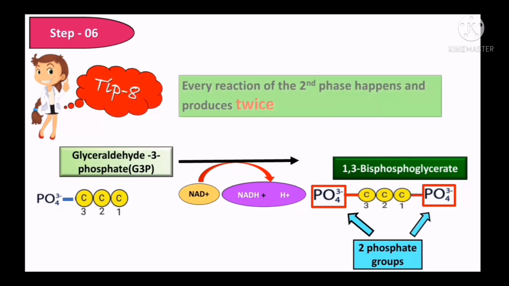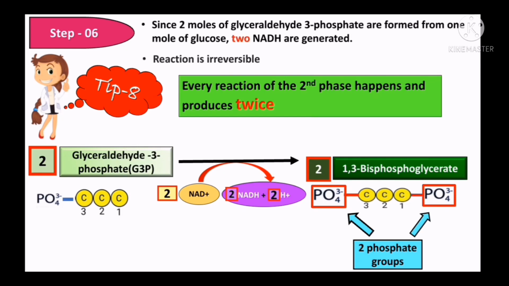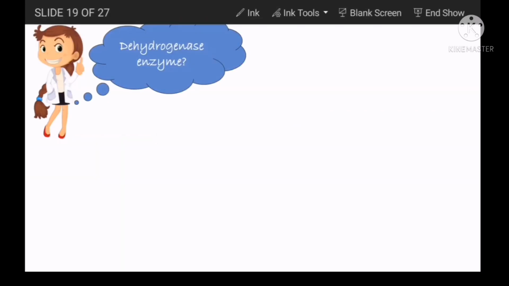So, tip number 8 is, every reaction of the second phase of glycolysis happens twice and produces twice. Therefore, here, two glyceraldehyde molecules are converted into two molecules of 1,3-bisphosphoglycerate. And since 2 moles of glyceraldehyde 3-phosphate are formed from 1 mole of glucose, 2 NADH molecules are generated. This reaction is irreversible and the glyceraldehyde 3-phosphate dehydrogenase enzyme catalyzes this reaction. That was the overview of the sixth step.